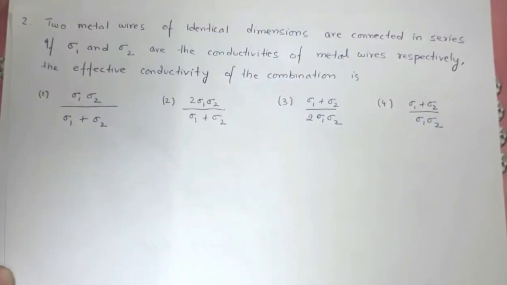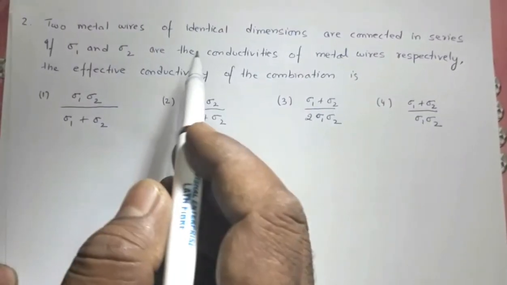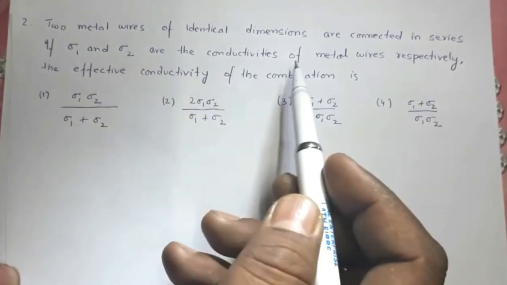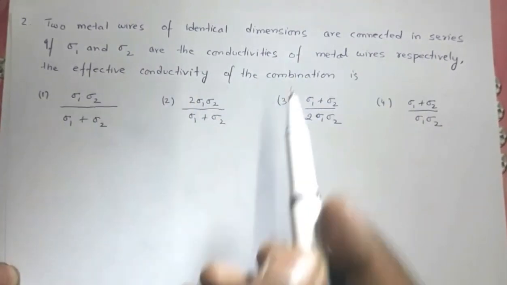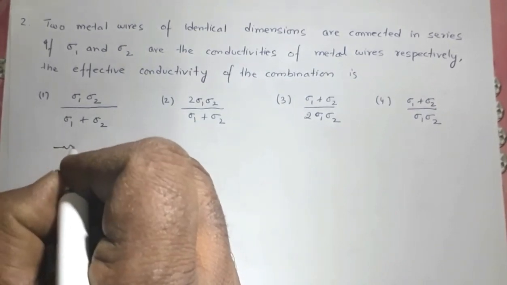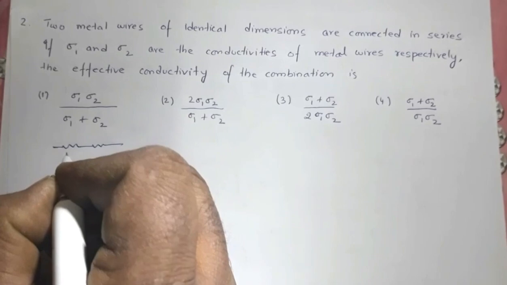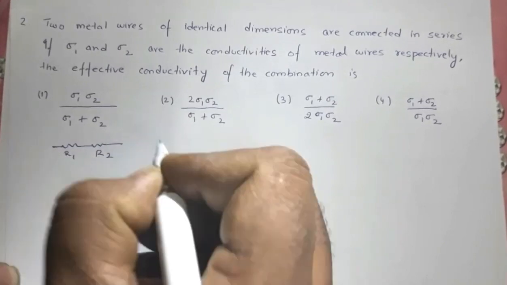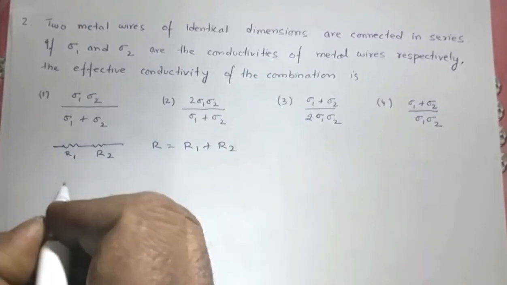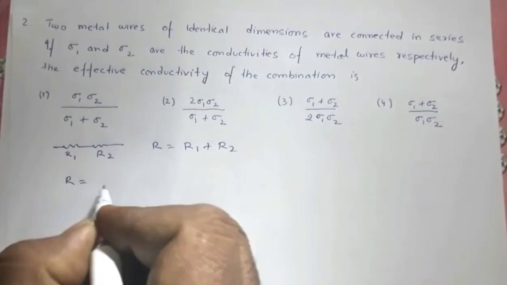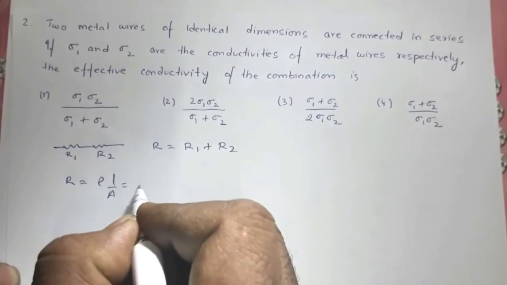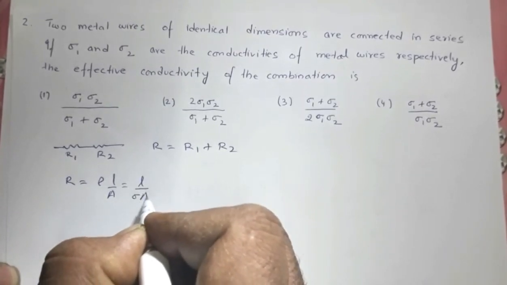So in 2015 there was one more question. Two metal wires of identical dimensions are connected in series. Sigma 1 and sigma 2 are the conductivities of the metal wires. The effective conductivity was asked. Since they are connected in series, if this is resistance R1 and this is resistance R2, the total resistance R will be R1 + R2. Now resistance R is given by rho L by A, where rho is the resistivity. In terms of conductivity, this will be L/(sigma A).